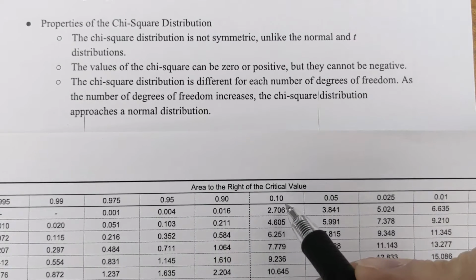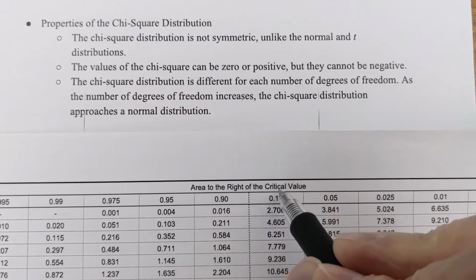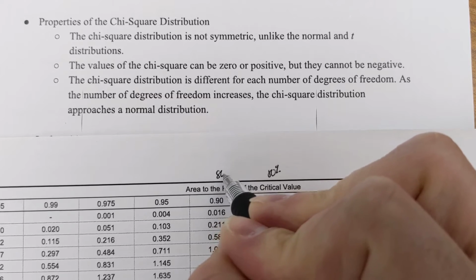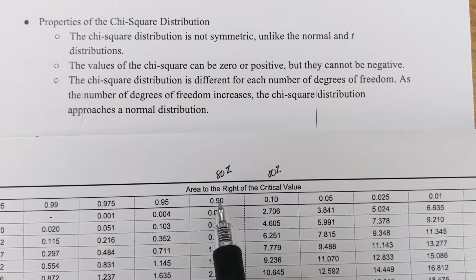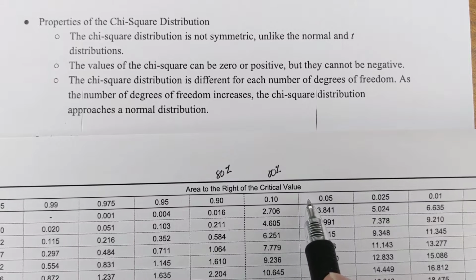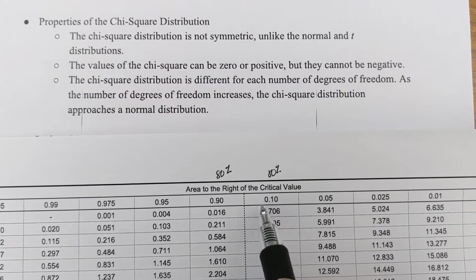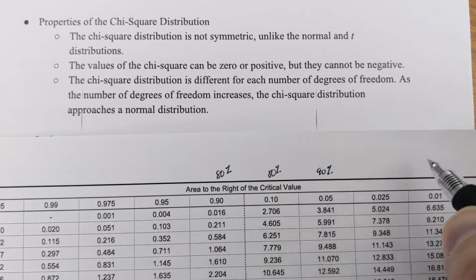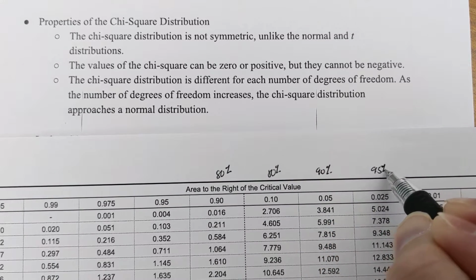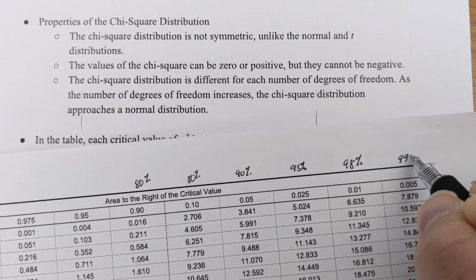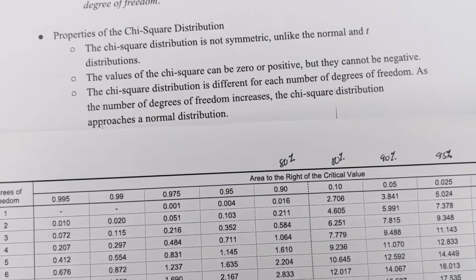So these two columns here correspond to 80% confidence levels. This is left value, right value. Use this area to the right. So this column is 90%. This is 95%. This is 98%. And this last one over here is 99%. And they mirror going the other way as well.